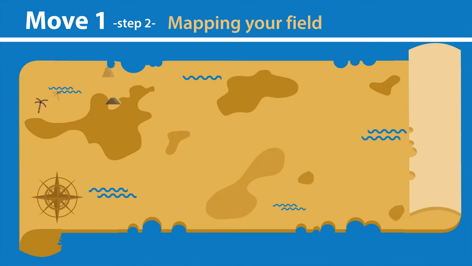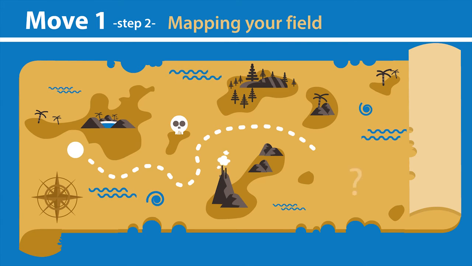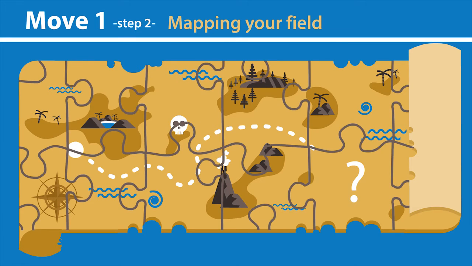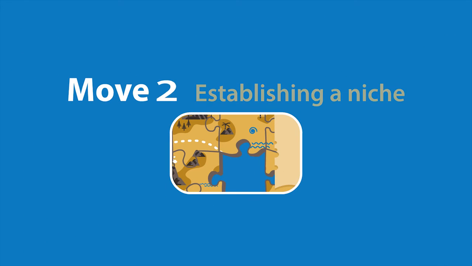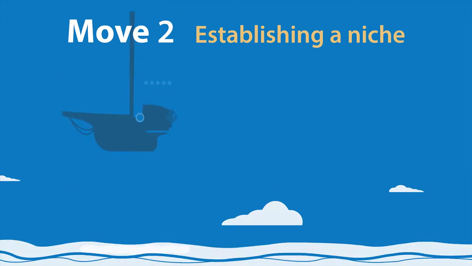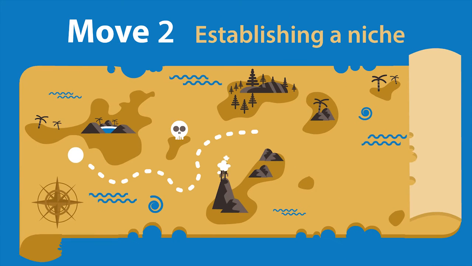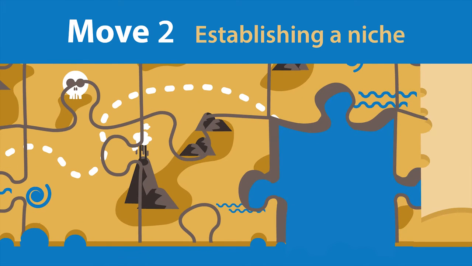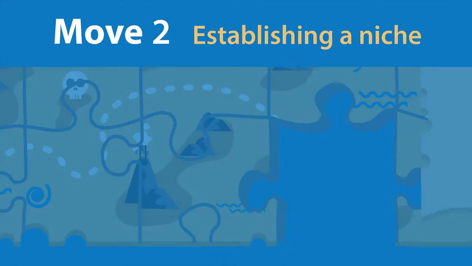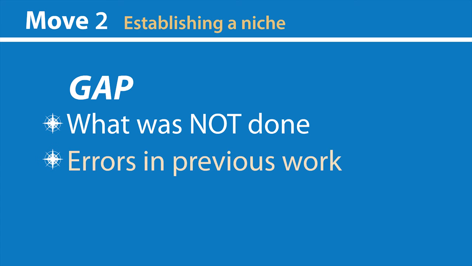Now that you have mapped your theoretical and research territory, it should become obvious that something is missing. This is where you come in to make it right. This is move 2, establishing a niche. The end of move 1 starts pointing to the problem area, and now you present the gap, expressed in what we call a gap sentence, where usually 1, maybe 2 sentences summarize the state of knowledge by indicating what was not done or any errors in previous work.